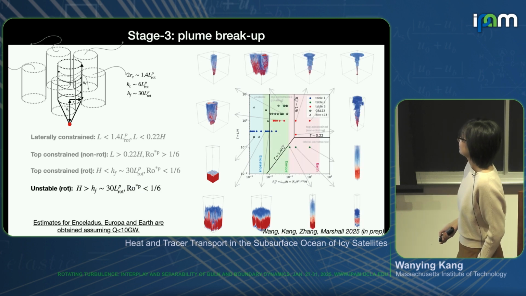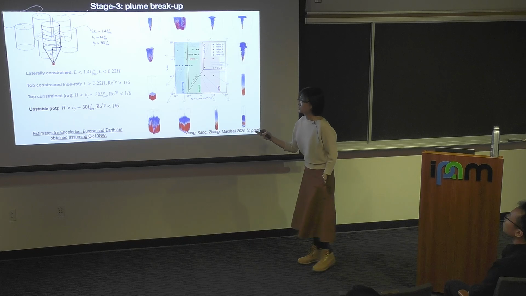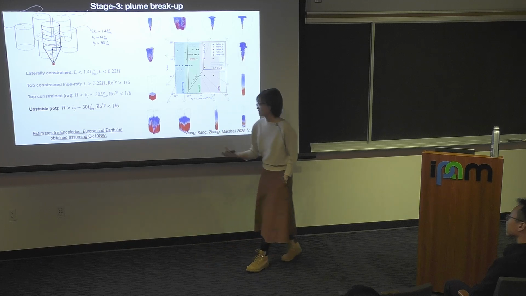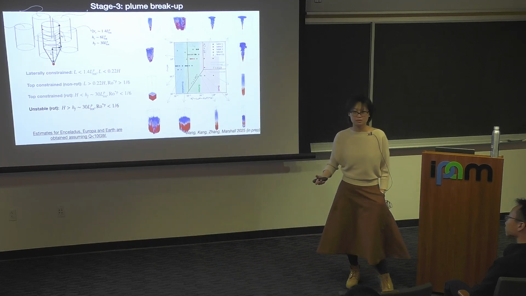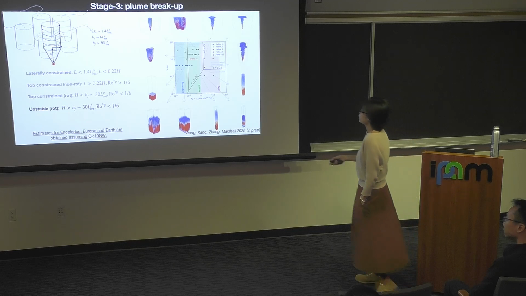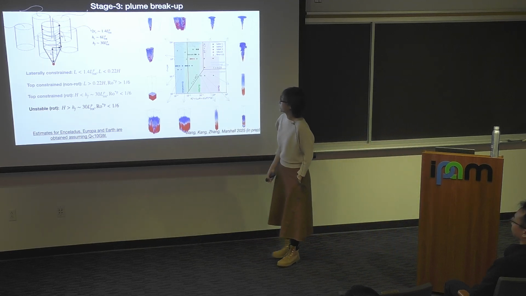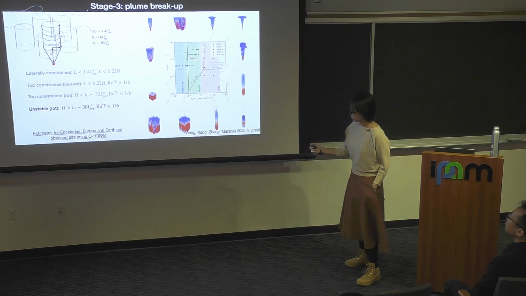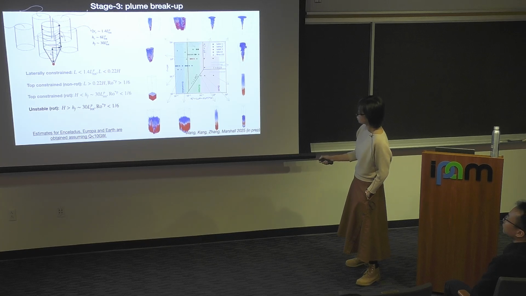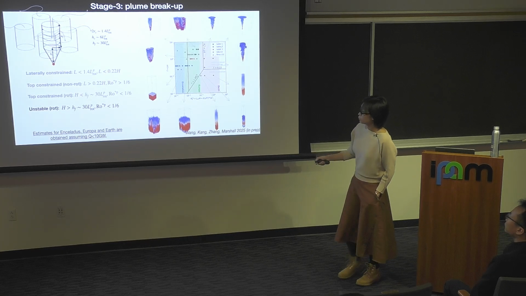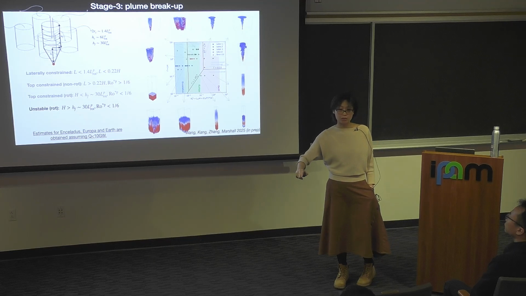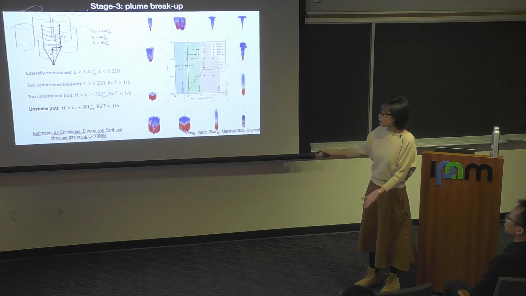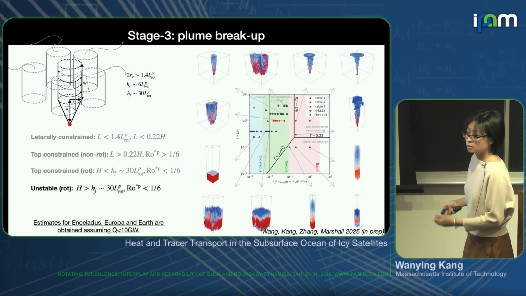Okay, so where are Enceladus, Europa, and Earth? We have this estimate. We assume that the heat flux is probably not going to be greater than 10 gigawatts per plume. So then we have this regime set up here. And Enceladus specifically is in this horizontally unstable plume regime, which means no matter what heating pattern you prescribe at the bottom, if it's on a small scale, it doesn't really matter. It all gets horizontally homogenized.